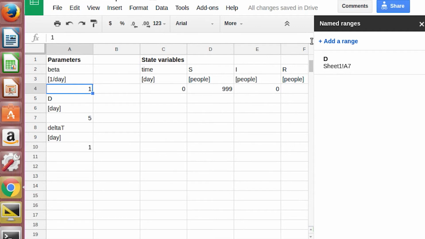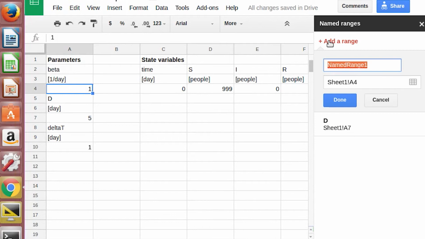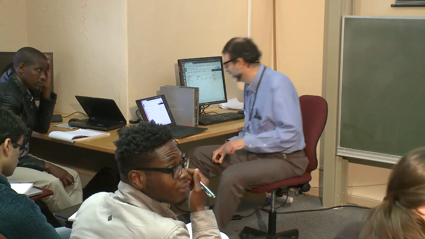So now that I have the mouse, can I add a range? Yes. We're going to call that beta. What else do I need or want that I don't have in order to make this? So N. Very good. Who said that? Thank you.